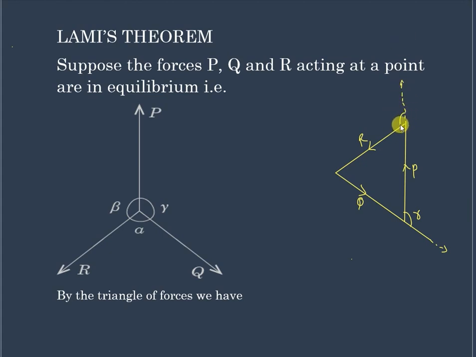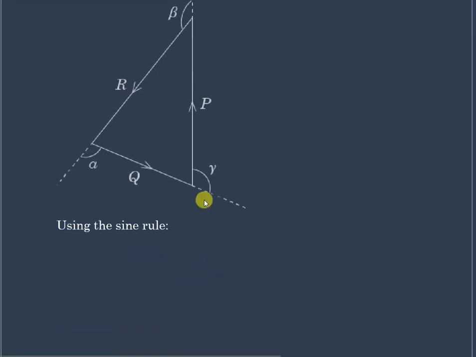The angle between P and R is beta. Then extrapolate this so that this is the angle between R and Q, which is alpha. And by looking at those angles, you realize that this angle is 180 minus beta, this angle is 180 minus alpha, and this angle is 180 minus gamma. That is precisely what we have in this diagram here.